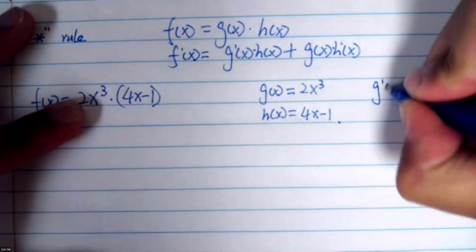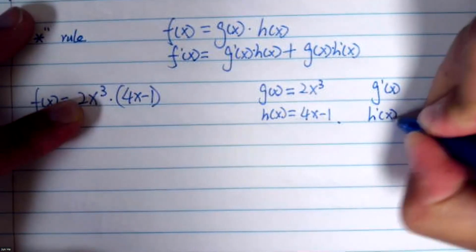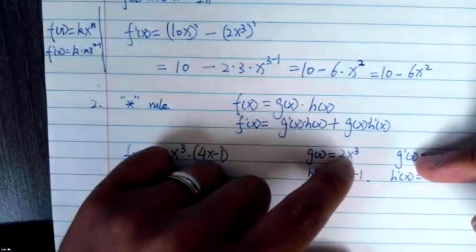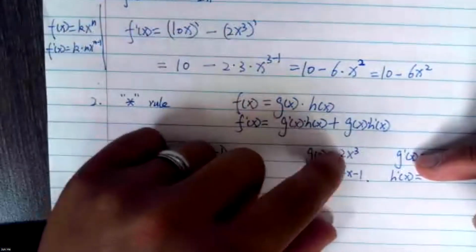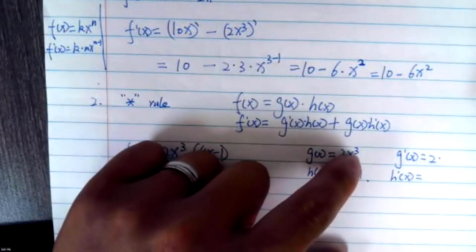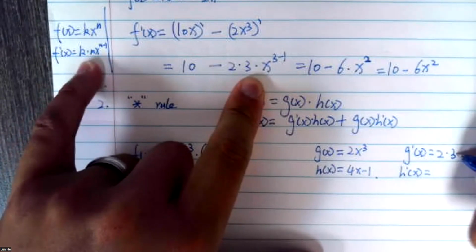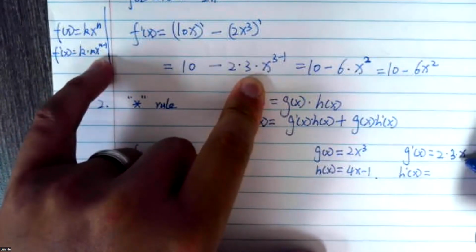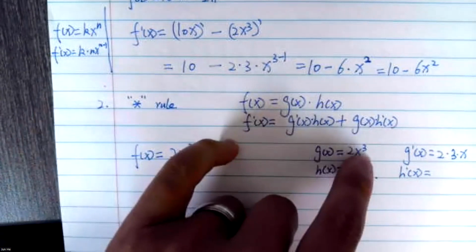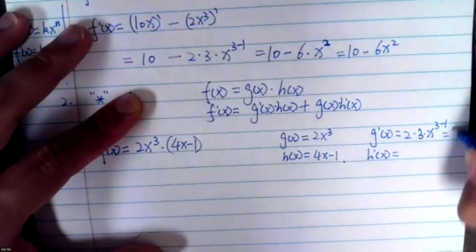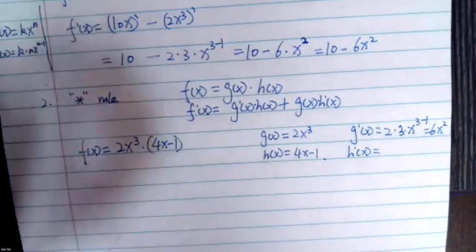So here, g prime x and h prime x. G prime x, again, we're applying this power rule, right? So g prime x, in this case, the k equals 2, we keep it here. The n equals 3. So for its derivative, we first write it down. And then for the x term, we keep the x, and for its power, 3 minus 1. So that is 6 times x squared.